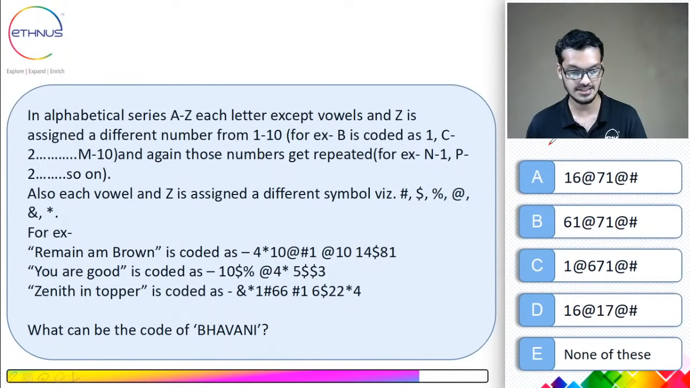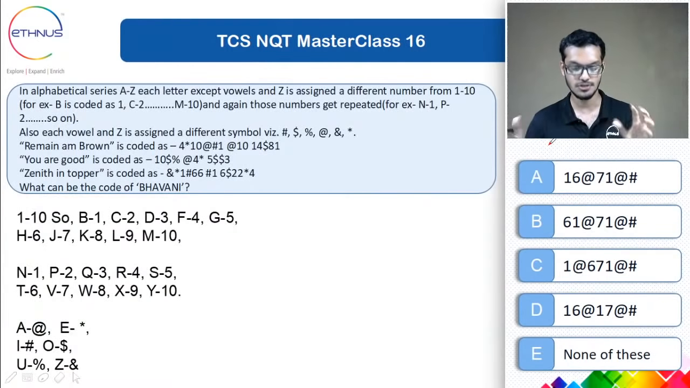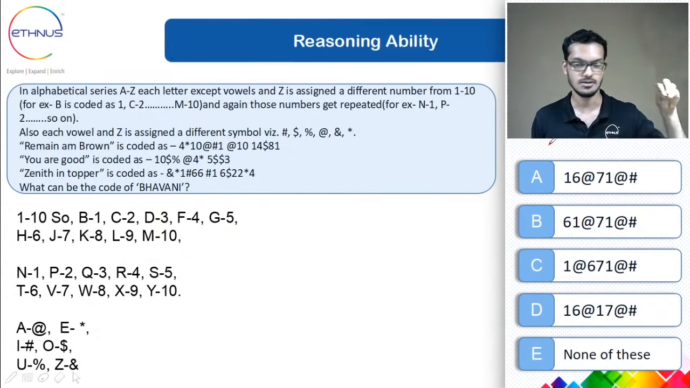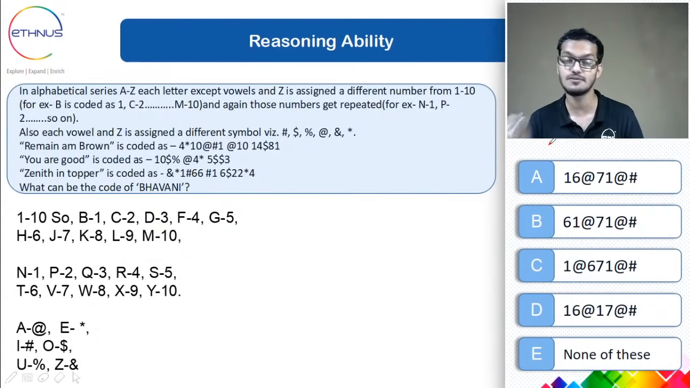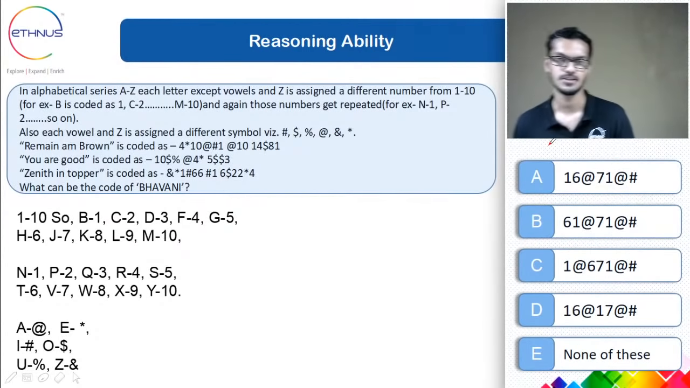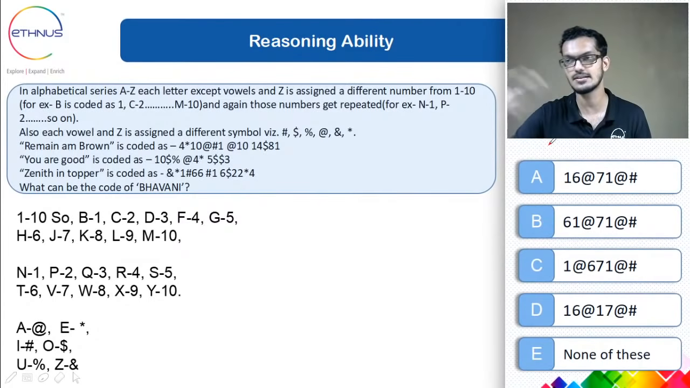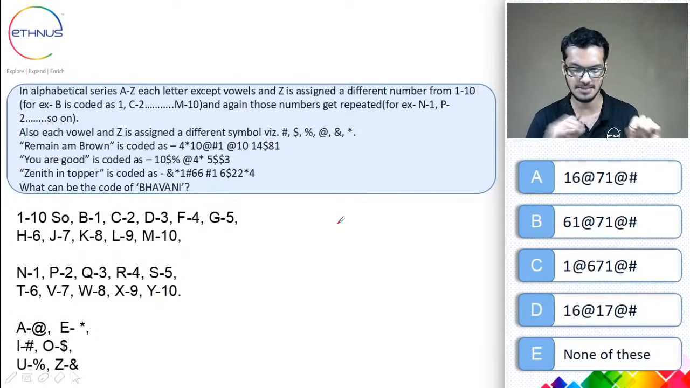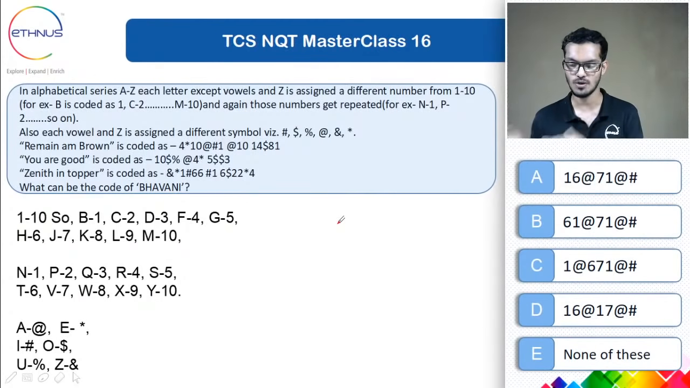So if I take the solution of this, this is what they have mentioned. If we take the first 10 consonants, B is given as 1, then you have C, then after that D, and then F, and then G. So this is the process they have given, and also different operators, symbols, are given for vowels. That is also mentioned along with Z. Z is also given a symbol, since even though it's a consonant, it's given a symbol. That's what they have mentioned in the condition. So now for the word Bhavani, you need to find out what is the corresponding code.